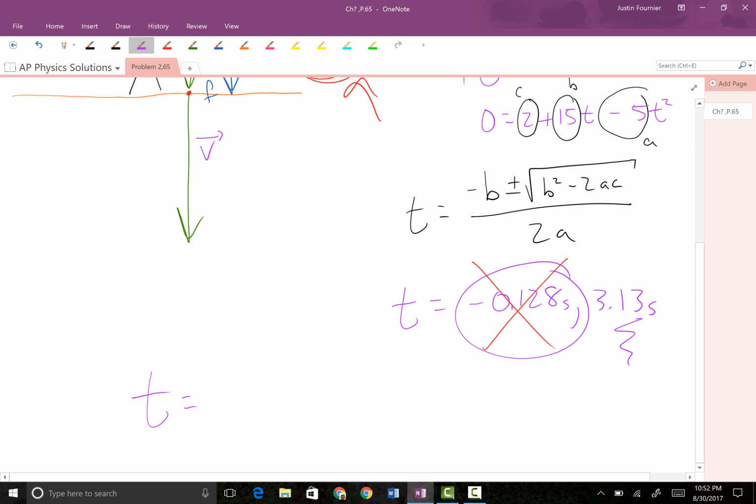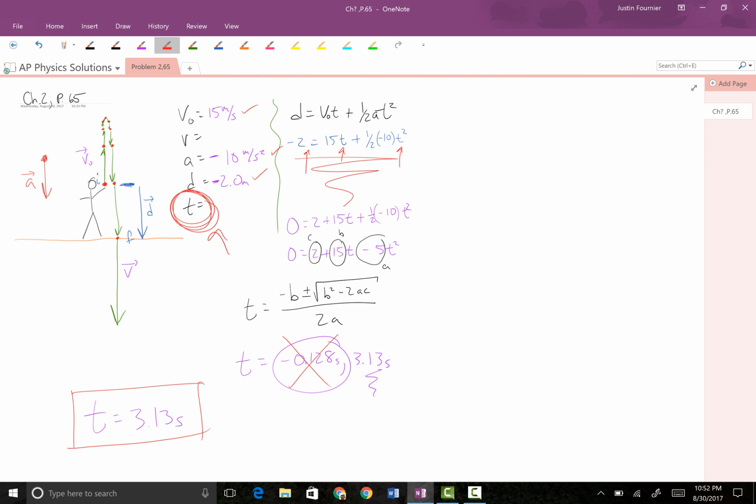So that means that the time it takes would be 3.13 seconds for the ball to go from our initial point to our final point. It takes 3.13 seconds. So I hope you found that helpful, and I'll do another one soon before the exam.